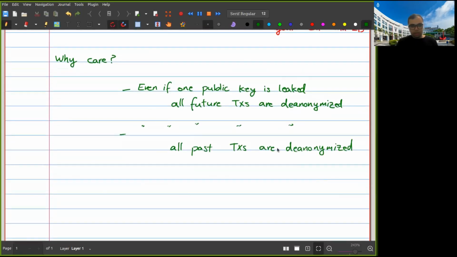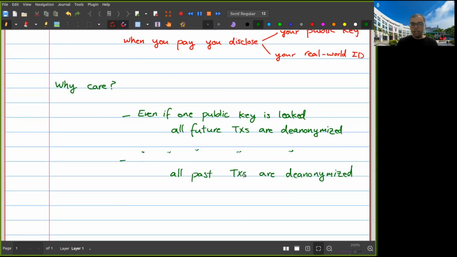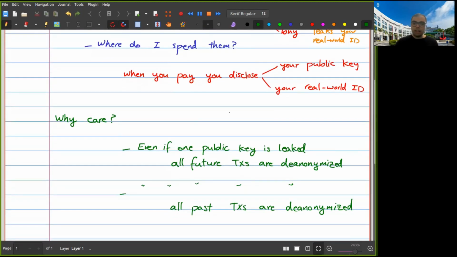So I have a big problem here. And my problem is that if I want to really have privacy on the blockchain, I have to make sure that none of my public keys are leaked. And again, when I say leaked, I mean connected somehow to my real world identity. So I have to make sure that whenever I'm doing any kind of transaction, there is no way to trace it back to my real world identity, to my real world address, anything like that.